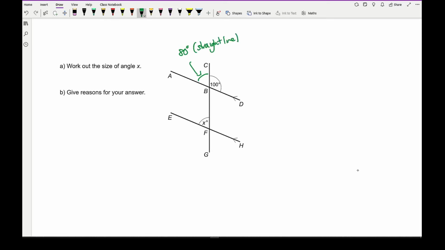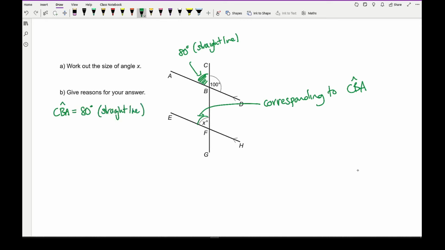I also know that this angle here is going to be the same as that green angle because, again, I can see an F, so it's corresponding. It's corresponding to angle CBA. So here, in terms of explaining your answer, we can say the angle CBA is equal to 80 degrees because it's on a straight line.